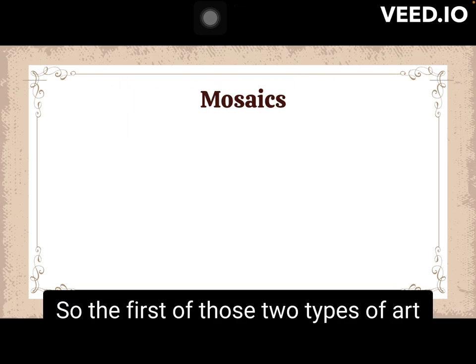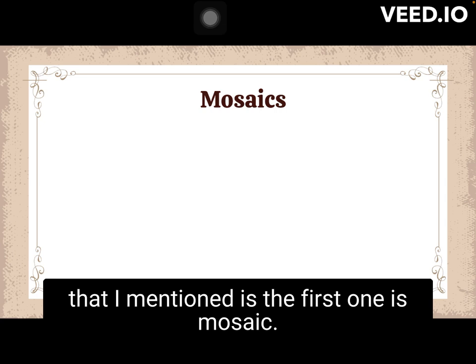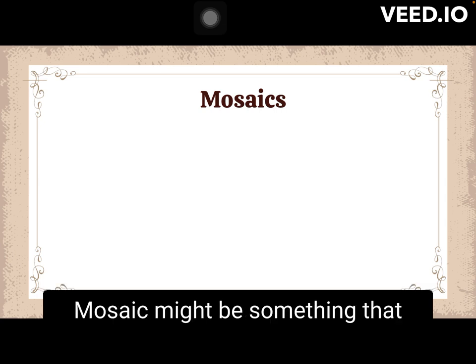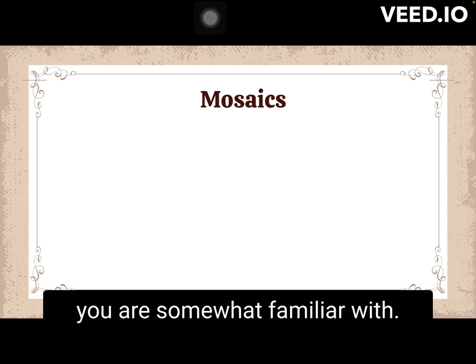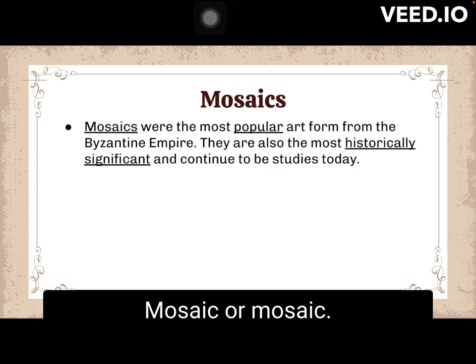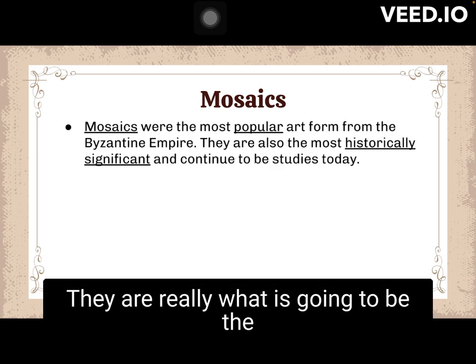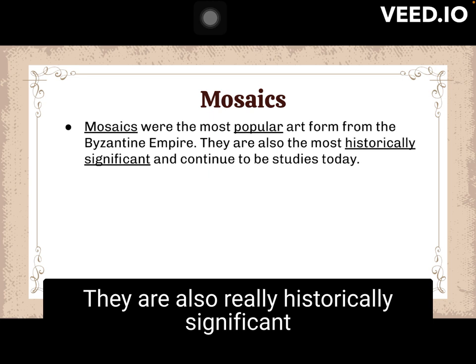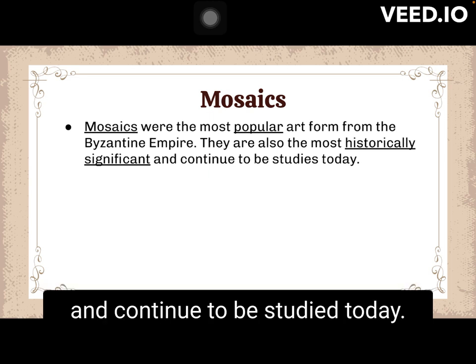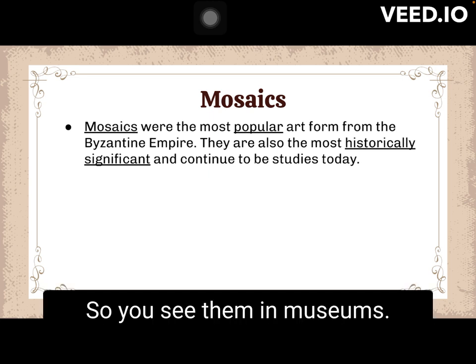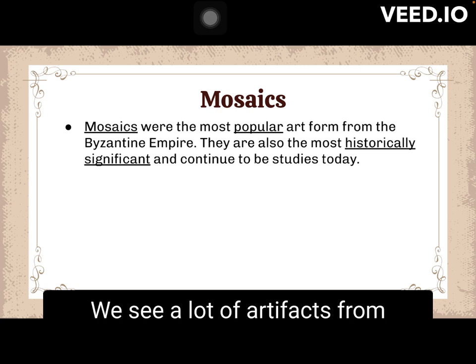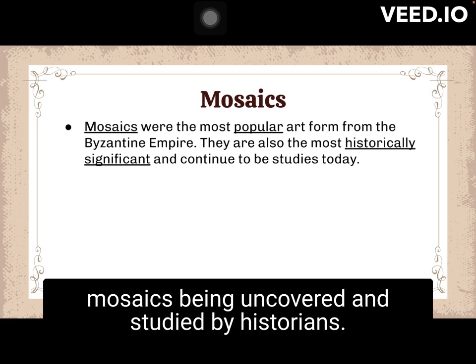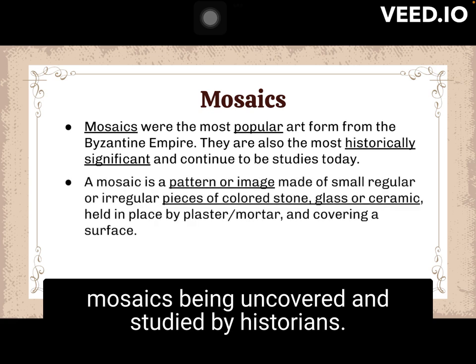So the first of those two types of art that I mentioned is mosaic. Mosaic might be something that you are somewhat familiar with. A mosaic or mosaics, they are really what is going to be the most popular art form from the Byzantine Empire. They are also really historically significant and continue to be studied today. So you see them in museums. We see a lot of artifacts from mosaics being uncovered and studied by historians.